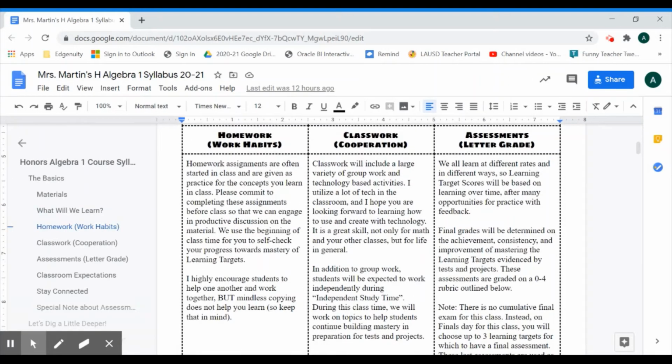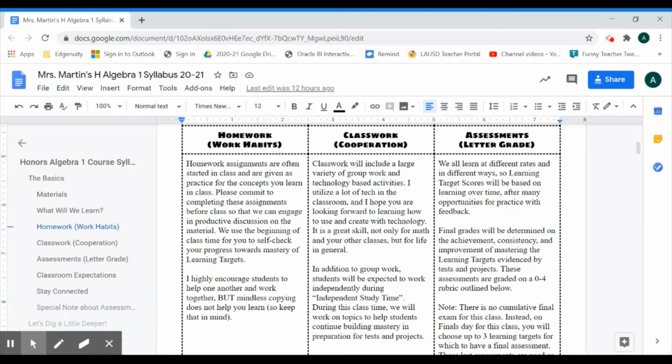You usually have 3 components of a grade from me. You have work habits, cooperation, and a letter grade. And this is where the mastery learning stuff starts to take a turn for most of us. From now on, your homework is going to count towards your work habits grade, and we'll look more at what that looks like a little later in the syllabus.